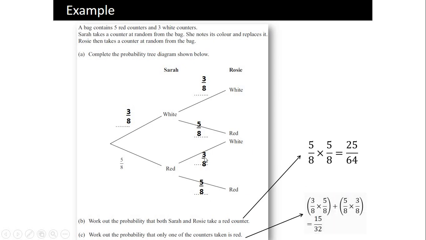So that means a white followed by a red would be one of them. So 3 eighths multiplied by 5 eighths, and putting it into brackets lays it out nicely here. And then the other option, I could have picked a red then a white. So this is the other combination here, and I'm going to add them together because I want this or this. So this is 15 over 64 plus 15 over 64, which will give me 30 64ths, which will cancel down to 15 32nds.